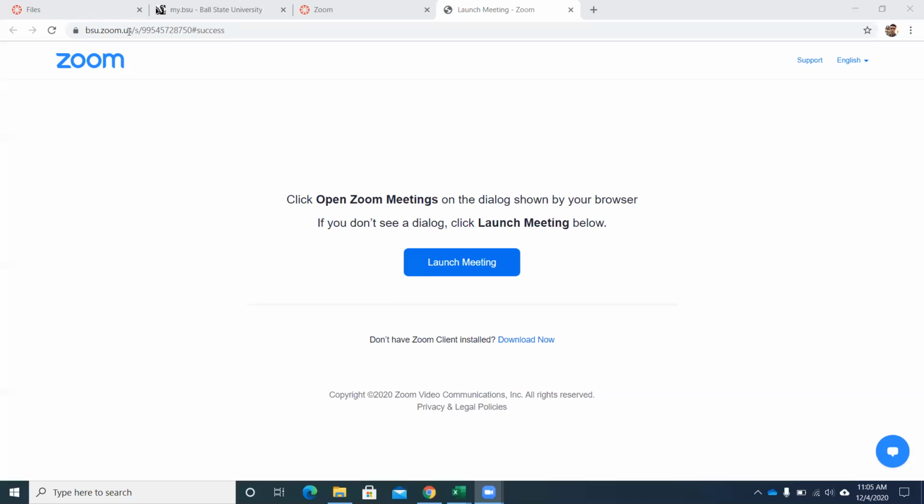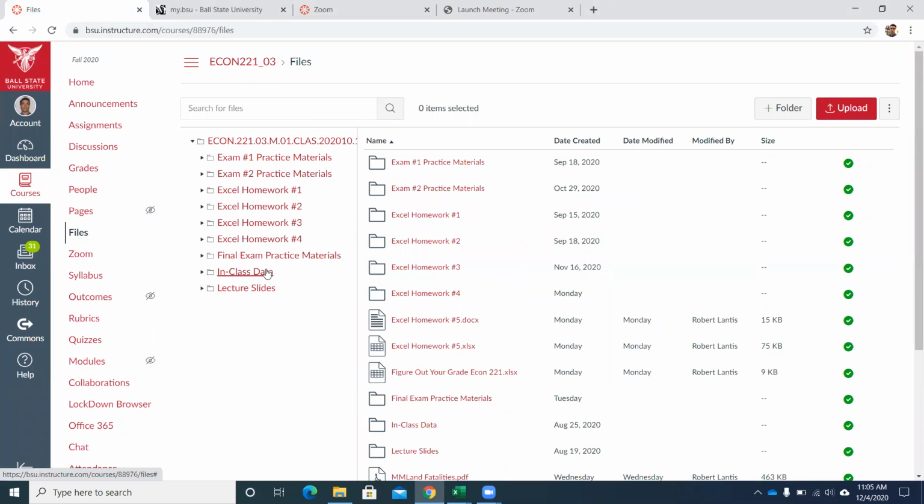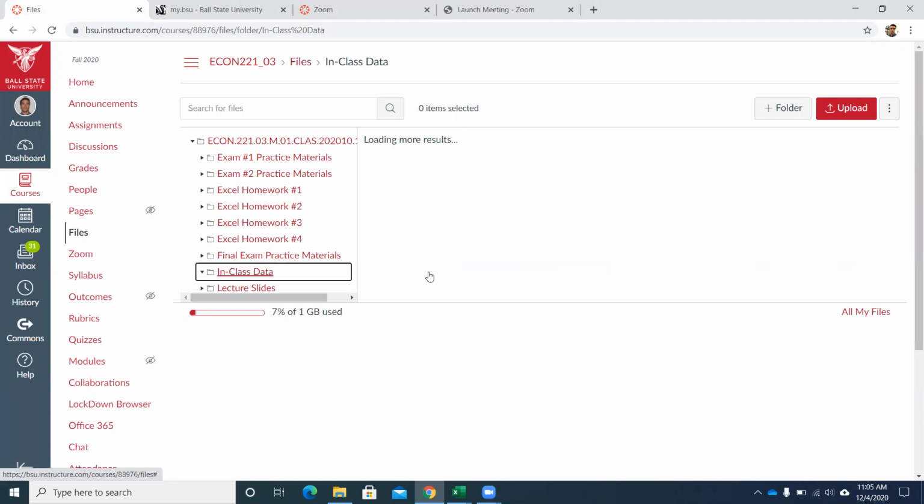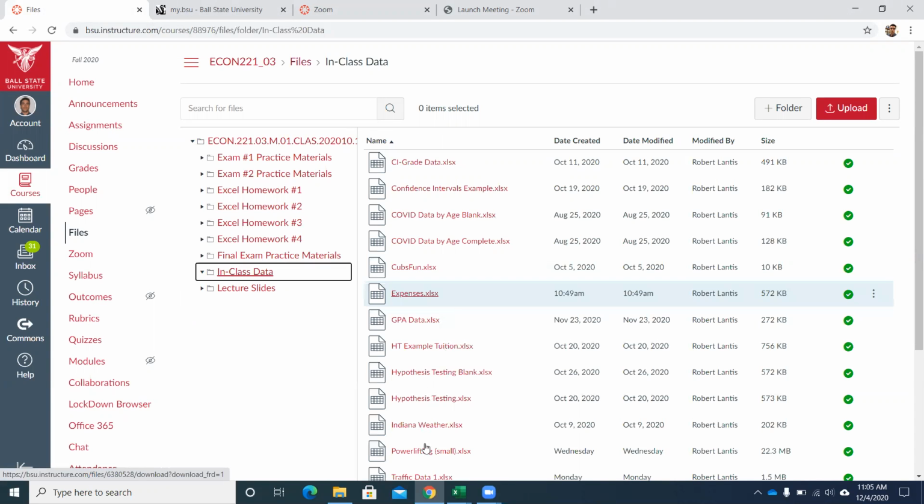Okay, so today we go on Canvas under Files and in-class data. We're going to use two different files. One is titled Expenses, and the other is Powerlifting Small. I think we'll start out with the Powerlifting Small.